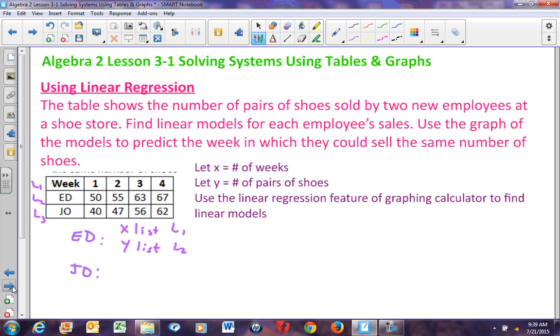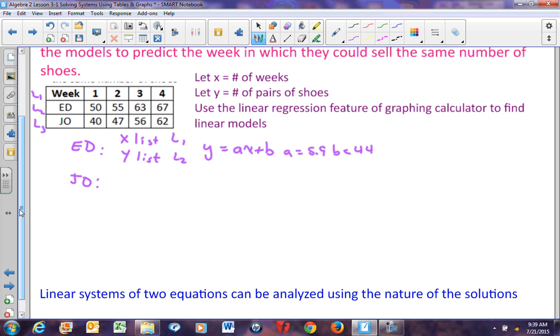So I'm going to do that. So I have y equals ax plus b. It told me that a is 5.9 and b is 44. Which means Ed's equation then is y equals 5.9x plus 44. That's what Ed's equation is. We're going to go back and do the same thing for Joe.